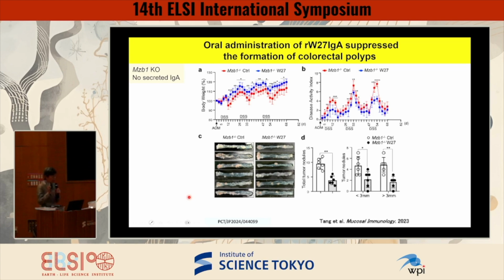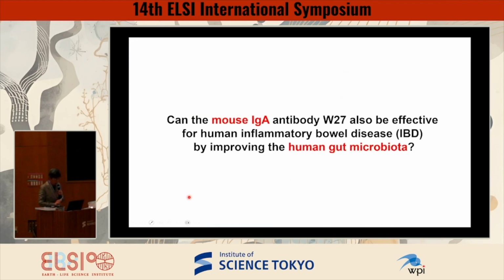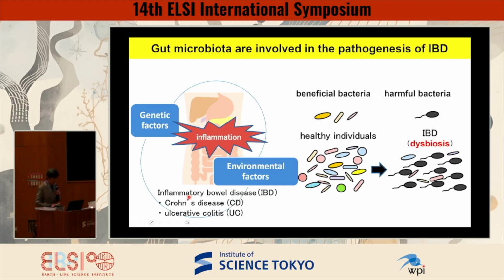So IgA and also the modulation of gut microbiota can have much influence on our health. All the data are from mouse experiments, and probably you may have a question: does it work for the human gut microbiota? And the answer is yes.